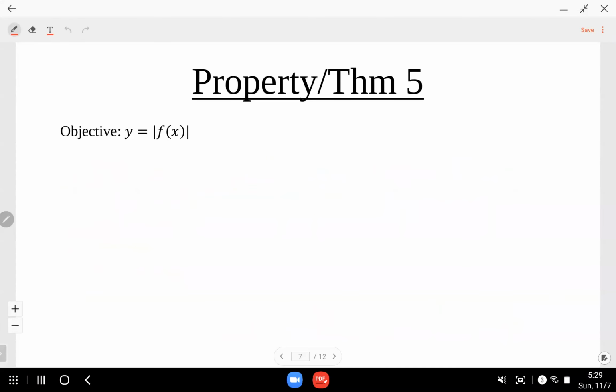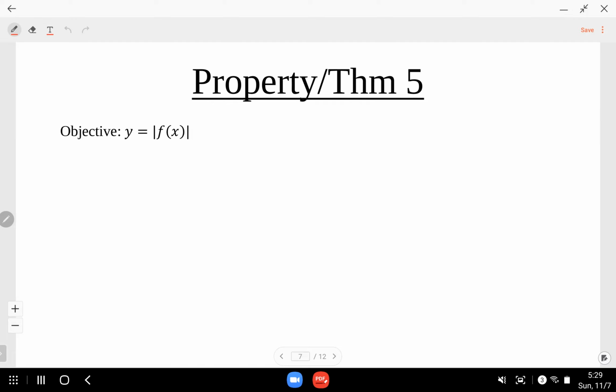All right, so theorem 5: y equals the absolute value of f of x. Now this one, I'm tired of writing, so I'm just not going to write this one. It's your job. You write this one down. Too lazy today.